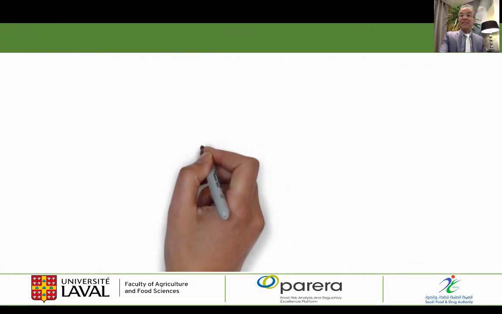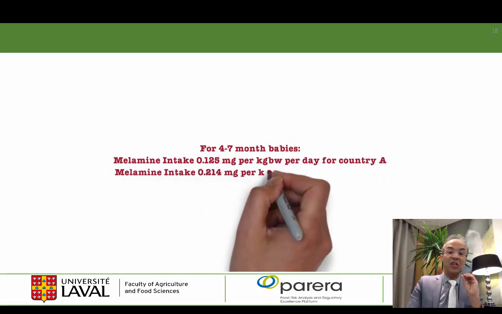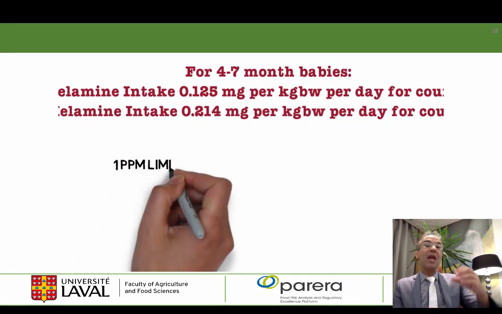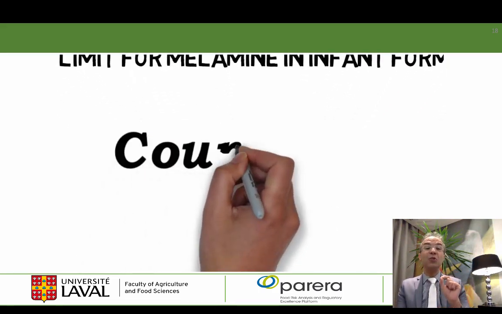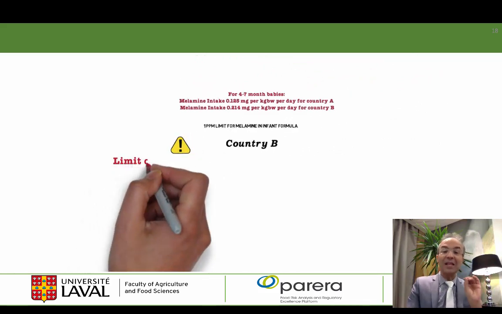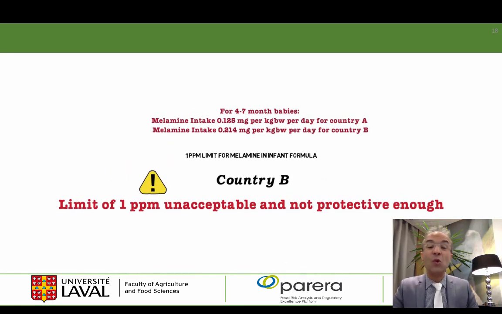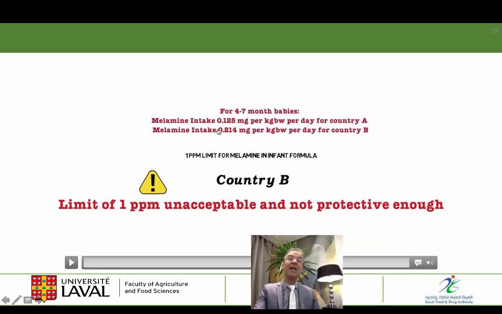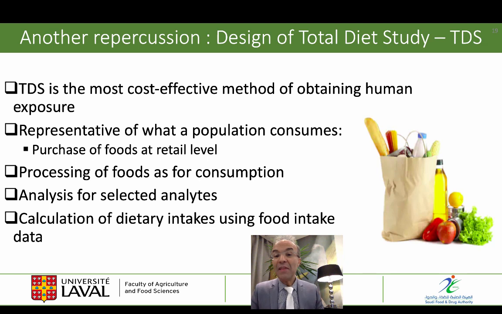Now, there is in fact a significant difference in those two scenarios. And when we look at the intake levels collected for the 4 to 7 months old baby, the difference here was the consumption amount that was collected for country A and for country B. We clearly see that for country B, we have an intake level reached at 0.21. So essentially, we are at or slightly above the tolerable daily intake that was identified by FAO and WHO. And in this particular case, we would consider that the 1 ppm level is not an acceptable cutoff level that would be applied. On the other hand, for country A, the 1 ppm level would be considered as a good enough and protective level.